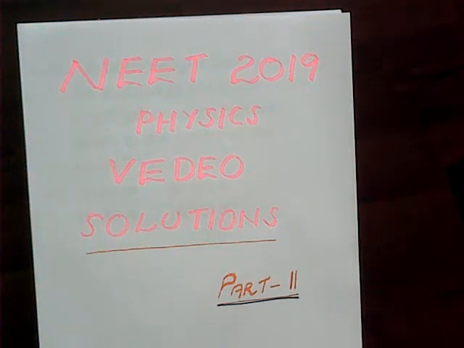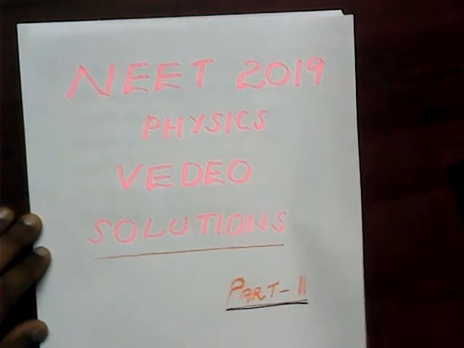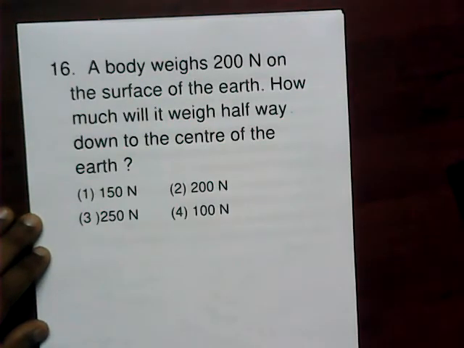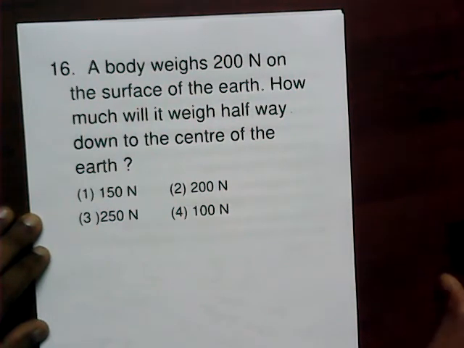So, dear students, we can move with question number 16 of NEET 2019 question paper. Number 16. A body weighs 200 Newton on the surface of the earth. How much will it weigh halfway down to the center of the earth?